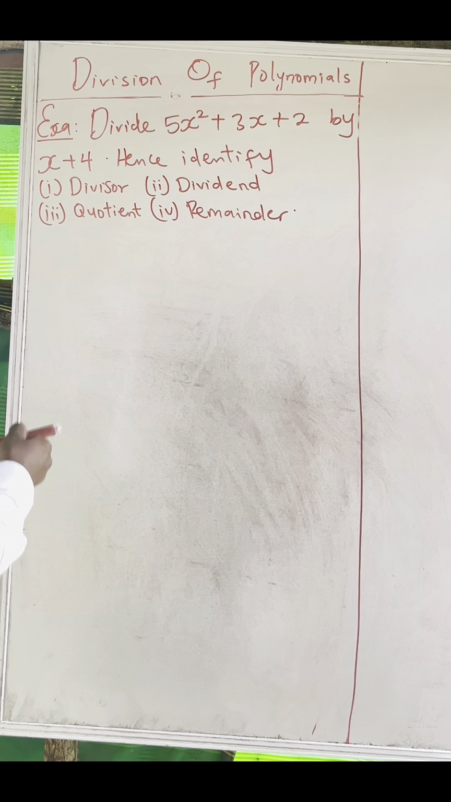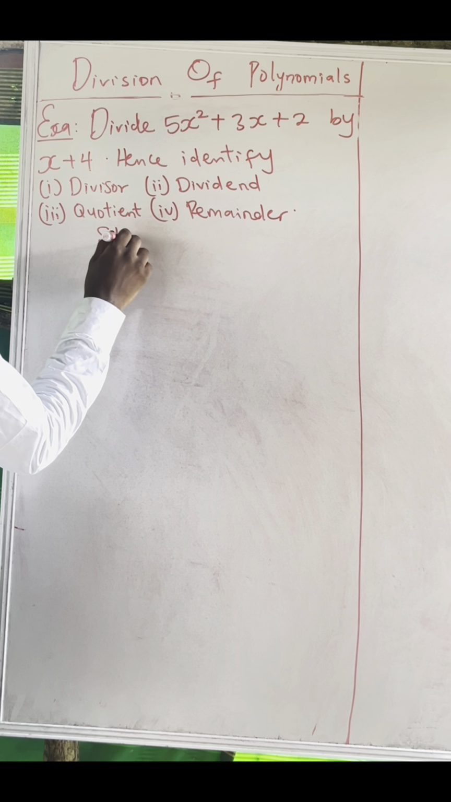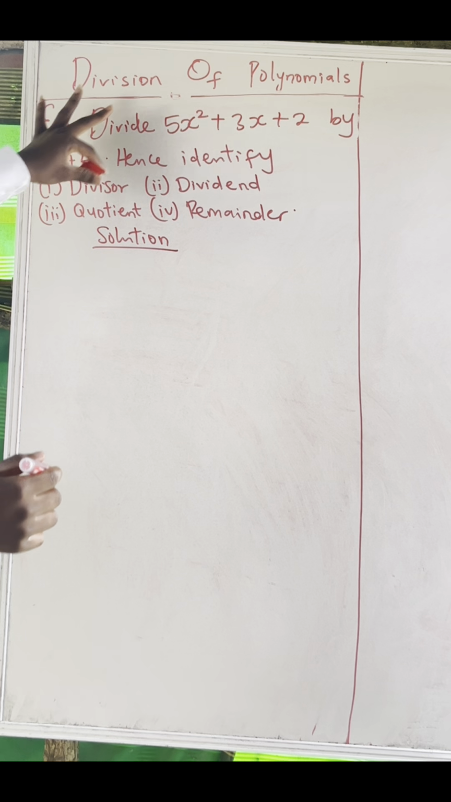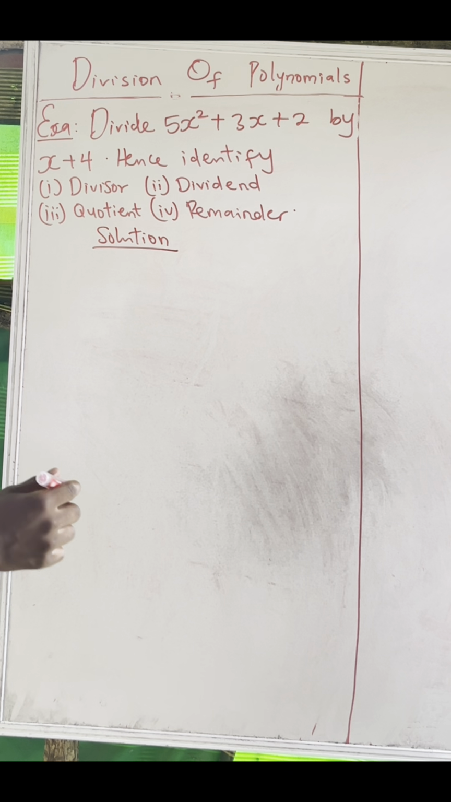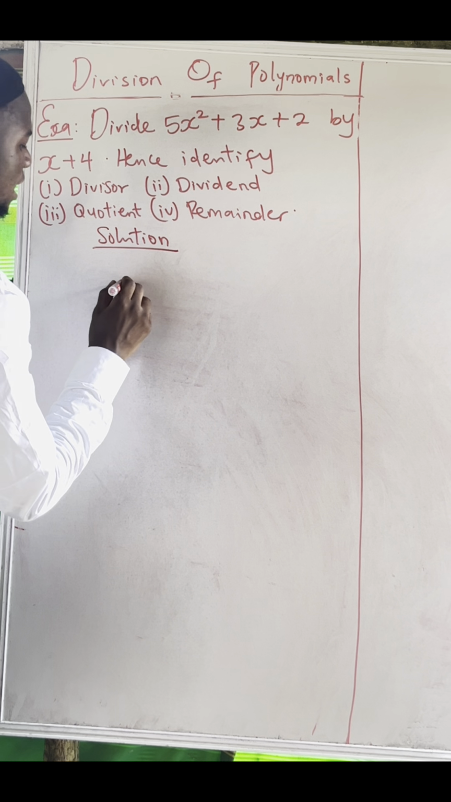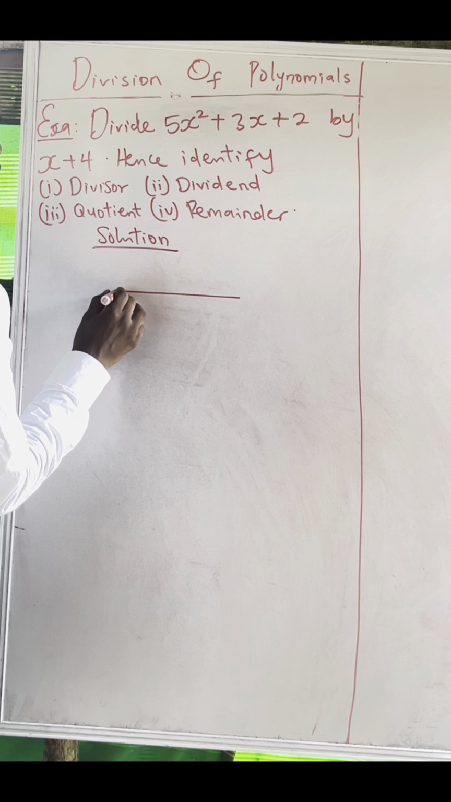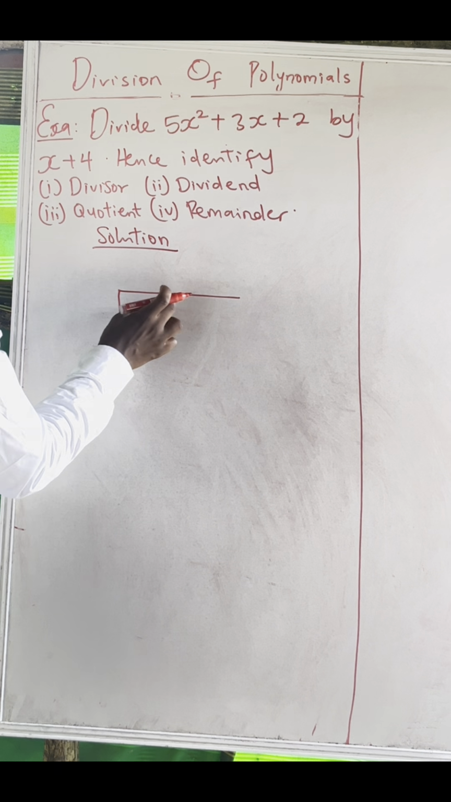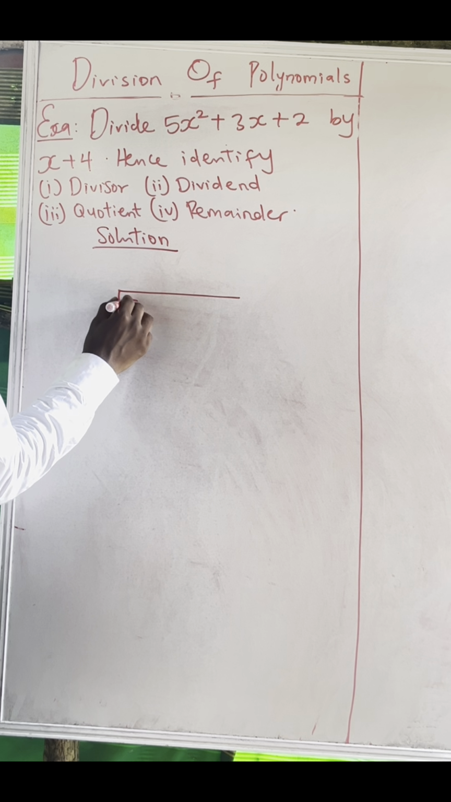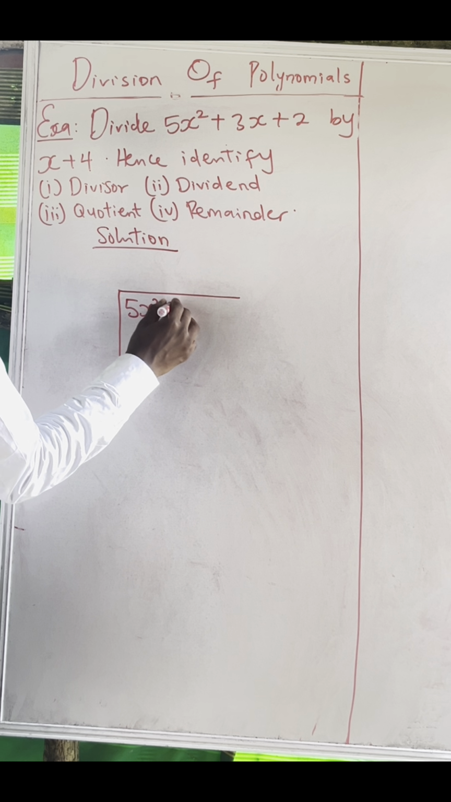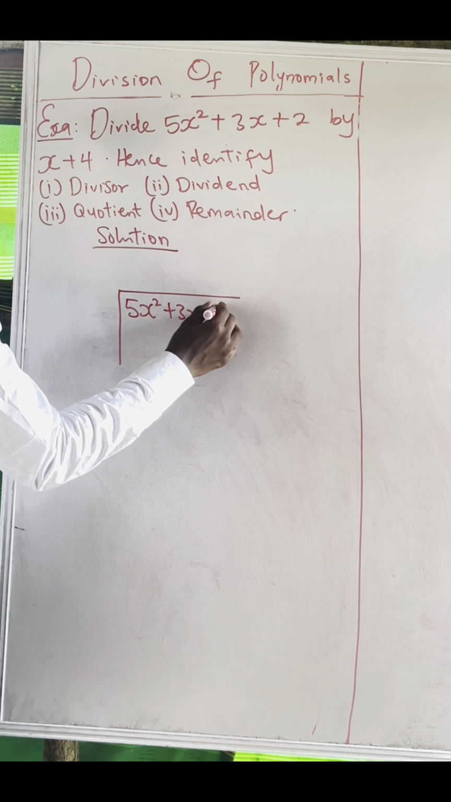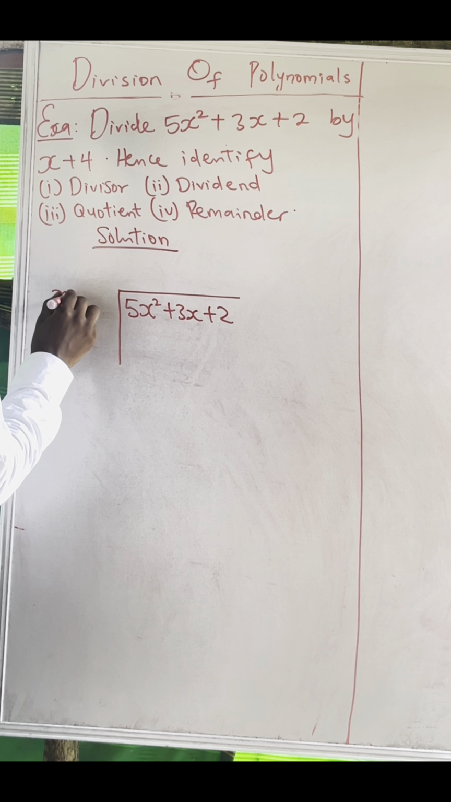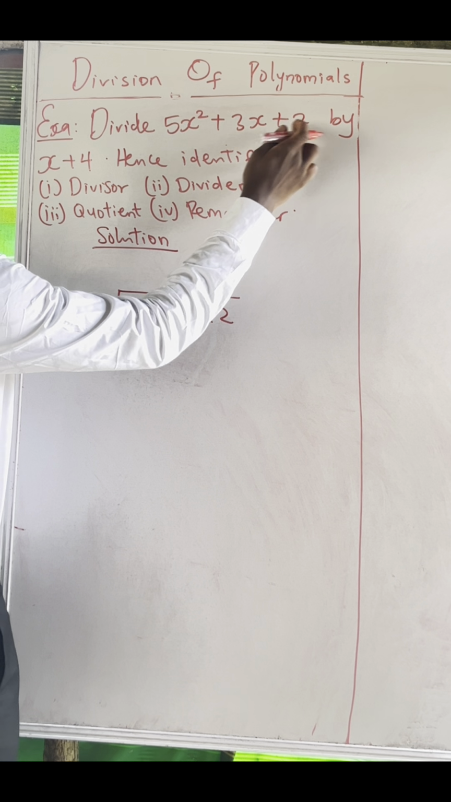Let's do this together, guys. So just write solution. Whenever we are dividing a polynomial like this, we are going to do something like this. What we are to divide, we are going to write under here, that is 5x squared plus 3x plus 2. And what we are using to divide, we are going to write here: x plus 4. So divide this by this.